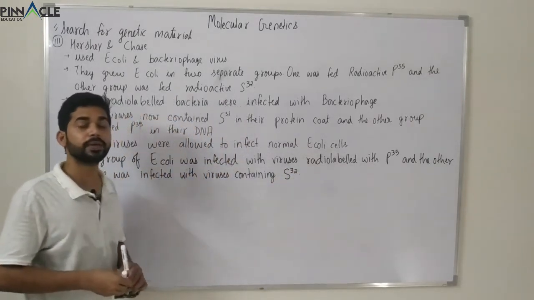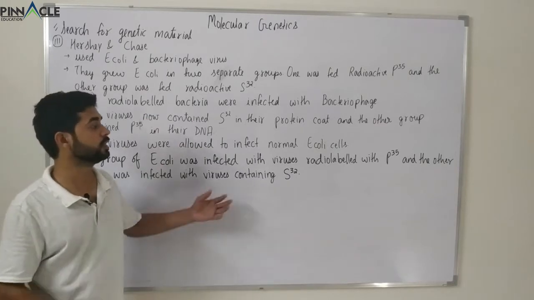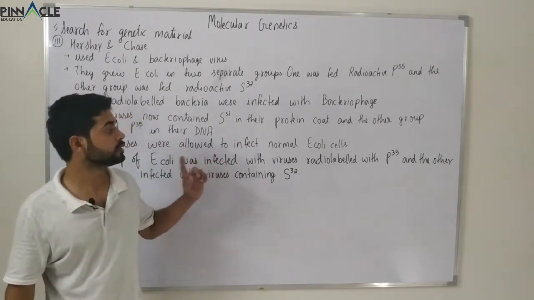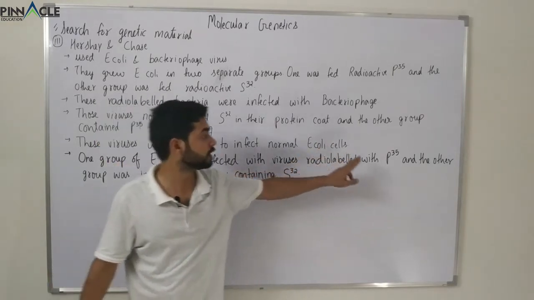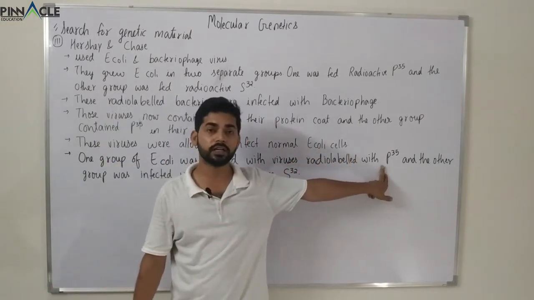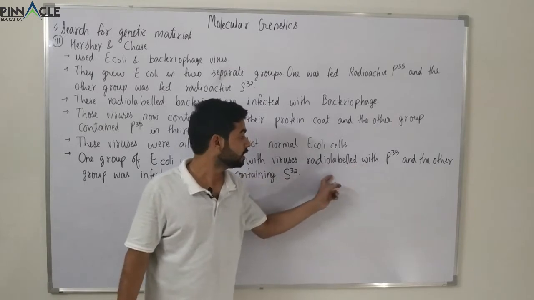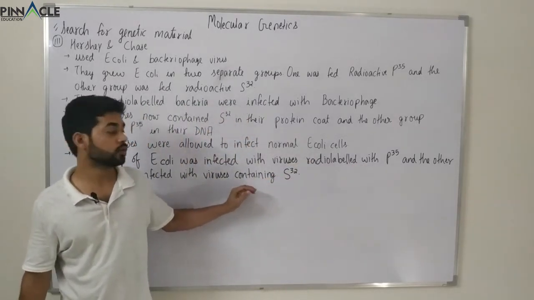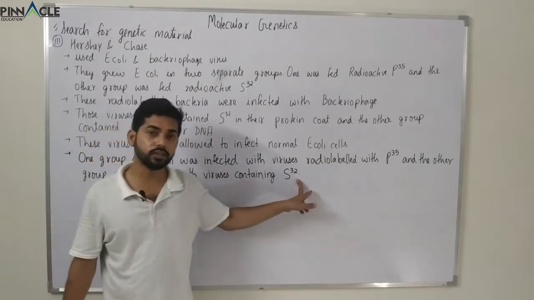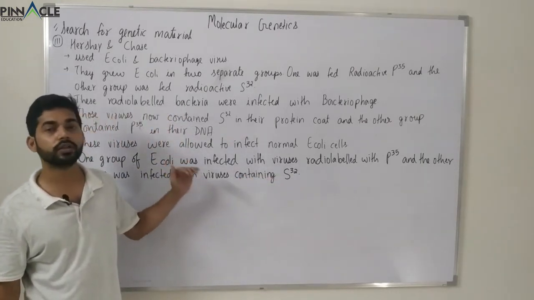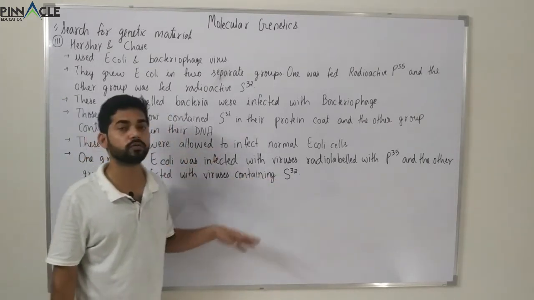So this is the beginning of the experiment. This is not the main experiment. The experiment starts from here. One normal group of E. coli is infected with a radio labeled P35 containing virus, and the other group of E. coli is infected with a virus containing S32 in its protein coat. We'll now study how those viruses infected and what their results were.